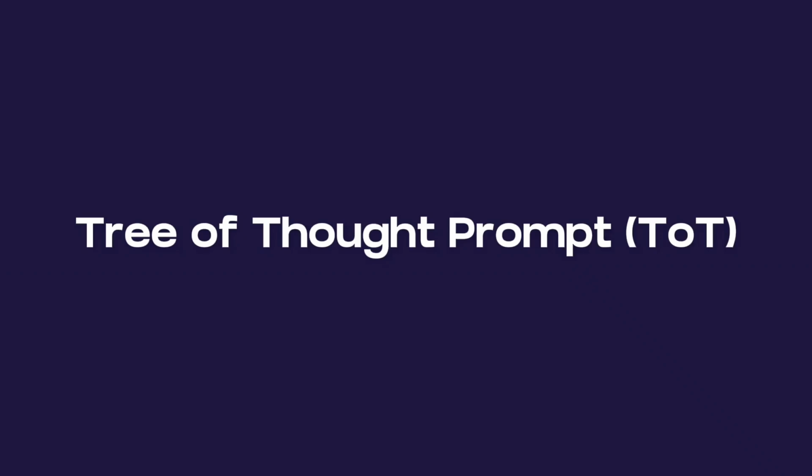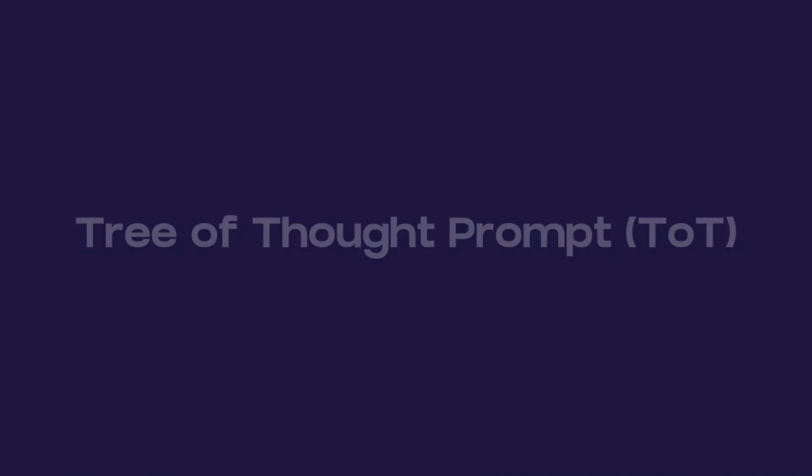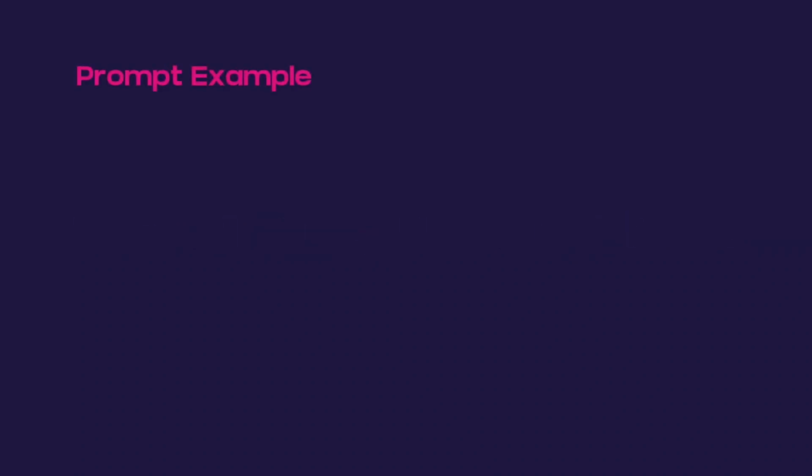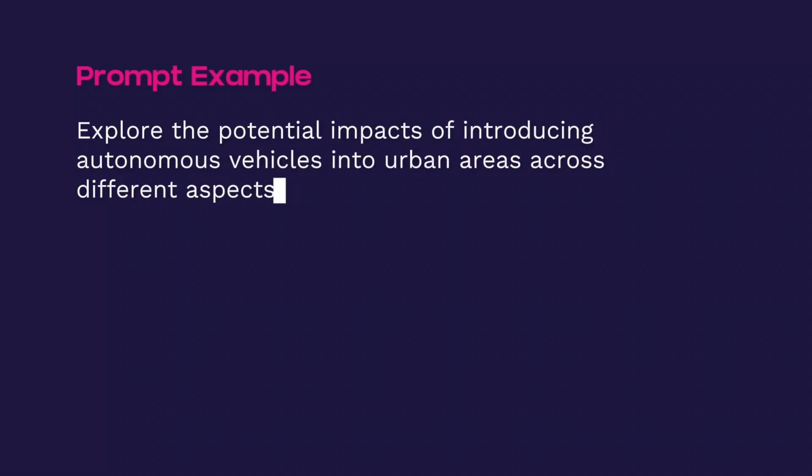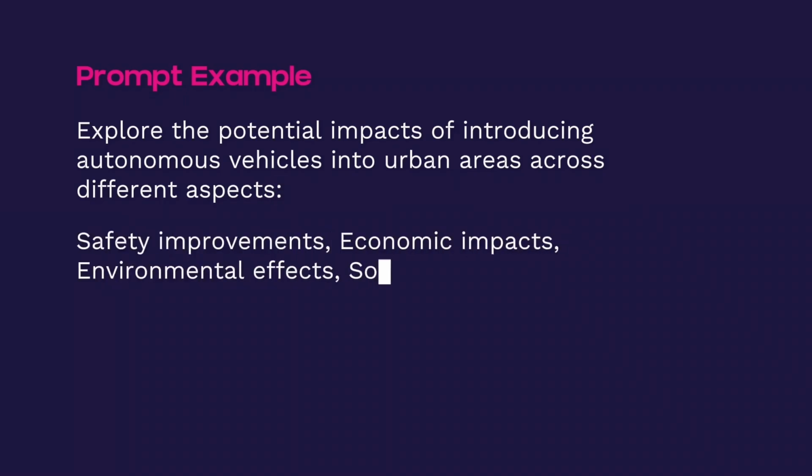Then you have something called the tree of thought prompt, which guides problem solving or decision making by encouraging the AI to explore multiple possible branches of thought. So an example here could be, explore and analyze the potential impacts of introducing autonomous vehicles into urban areas across different aspects: safety improvements, economic impacts, environmental effects, social changes.